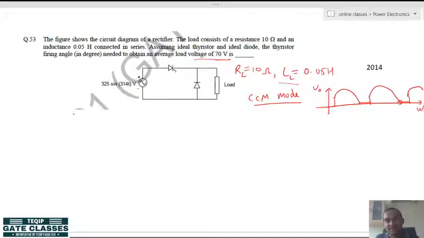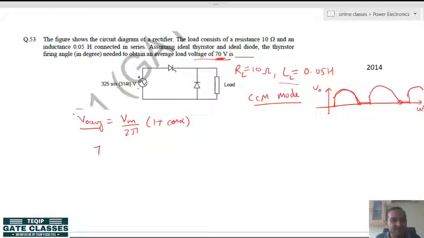So, in this case what will be the value V naught average? V naught average we have already calculated. For the freewheeling case in single phase half wave, it is V m upon 2 pi times 1 plus cos alpha. Now, here the average value has already been given to you, 70 volts.